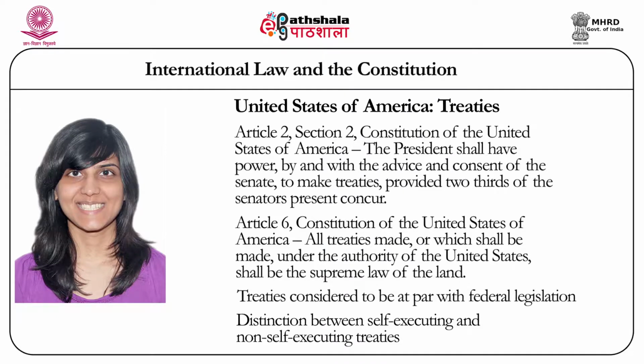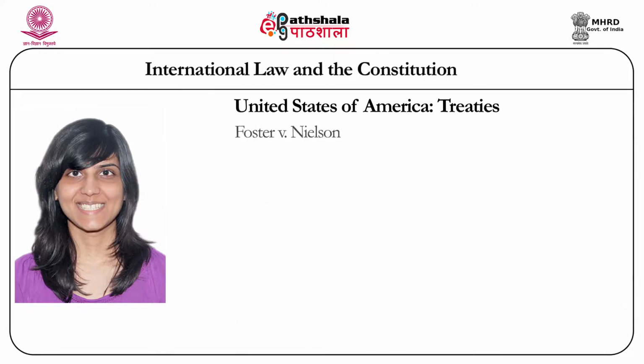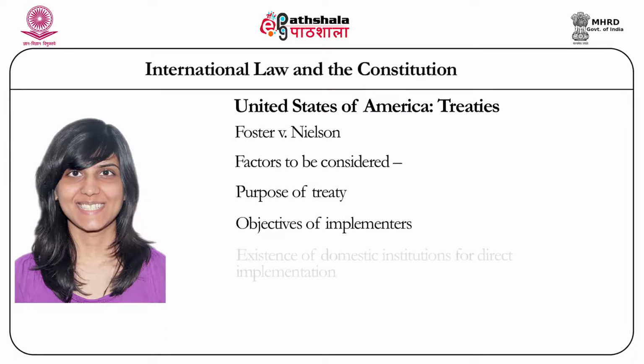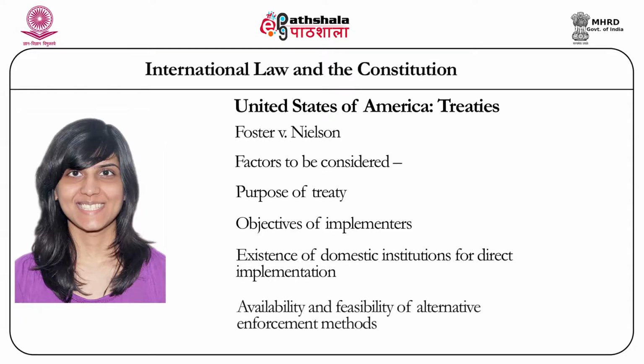This distinction was established by Chief Justice Marshall in Foster v. Nielsen and has been upheld by the United States Supreme Court ever since. What are the factors that are to be considered in order to determine whether a treaty is self-executing or non-self-executing? Different judges and commentators have considered different factors to be important. Some look at the purpose of the treaty, or the objectives of the implementers, or the existence of domestic institutions for direct implementation, or the availability and feasibility of alternative enforcement methods while deciding whether a treaty is self-executing or not.